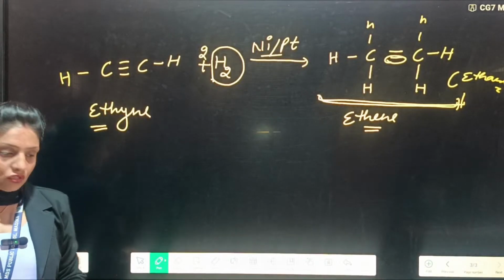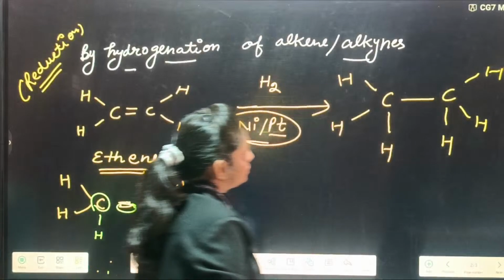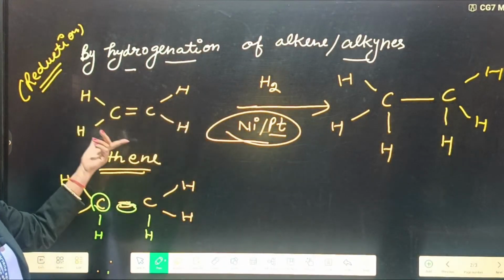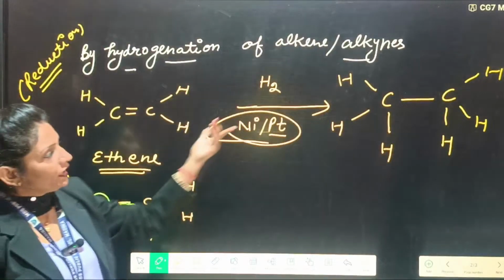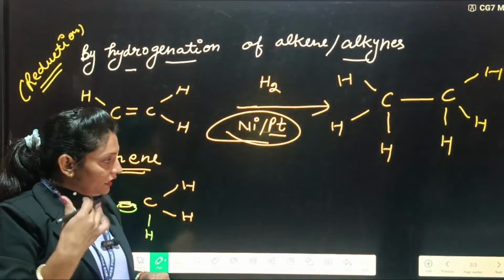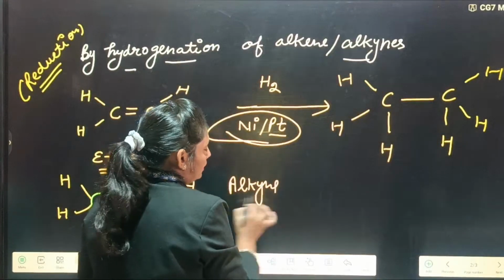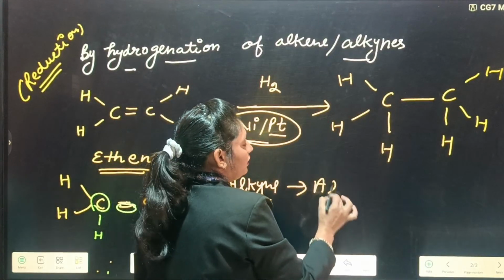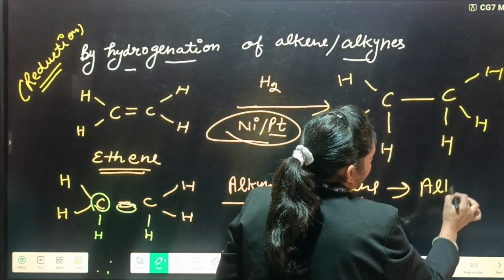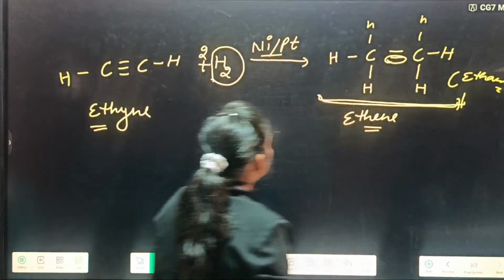Clear or not? So simply what are you doing? Simply addition of hydrogen. By addition of hydrogen, an unsaturated hydrocarbon can be converted into a saturated hydrocarbon. Alkyne can be converted into alkene, and alkene further into alkane. So it will depend on the number of units.